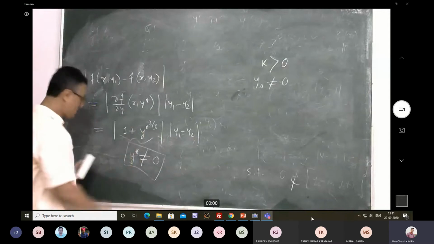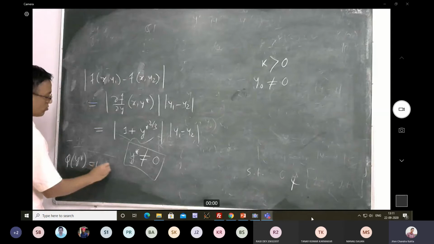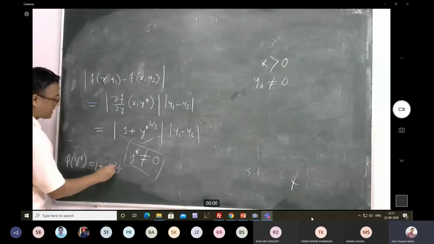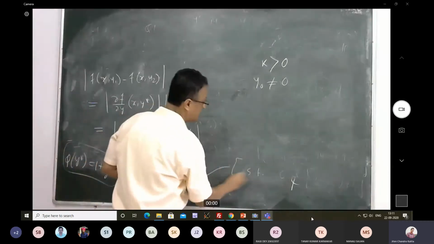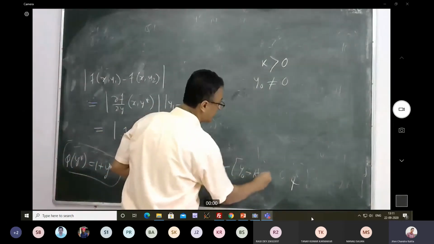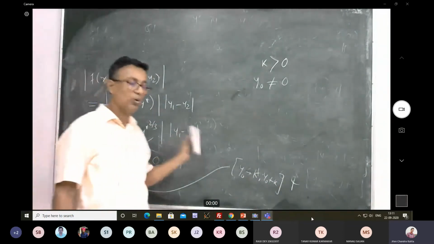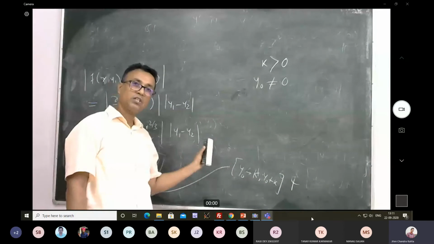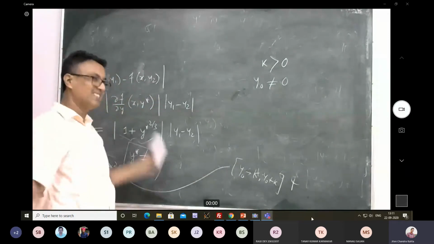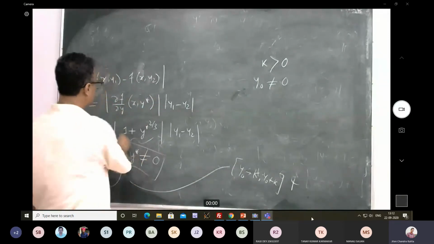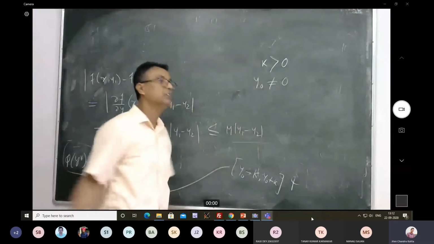So suppose I consider this function phi(y star) equal to 1 plus y star to the power 2/3. This function is definitely going to be continuous in the interval y0 minus k, y0 plus k. Sorry, not bounded interval, closed interval. Its continuity in this closed interval is going to guarantee me the boundedness. So there is a positive number, some capital M, such that this is less than or equal to M. So I am going to get something like this, and this is nothing but the Lipschitz condition.